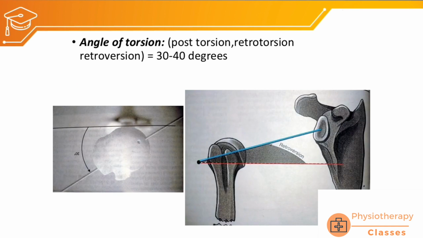The angle of torsion is about 30 to 40 degrees. Angle of torsion is also called posterior torsion or retrotorsion. It is the angle between the axis crossing both the condyles and the axis of the humeral head.